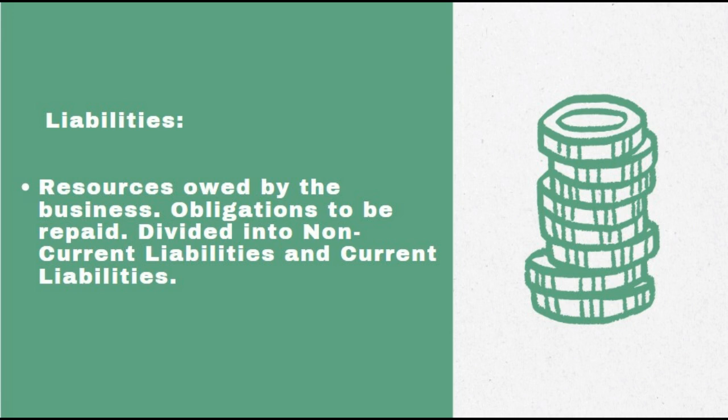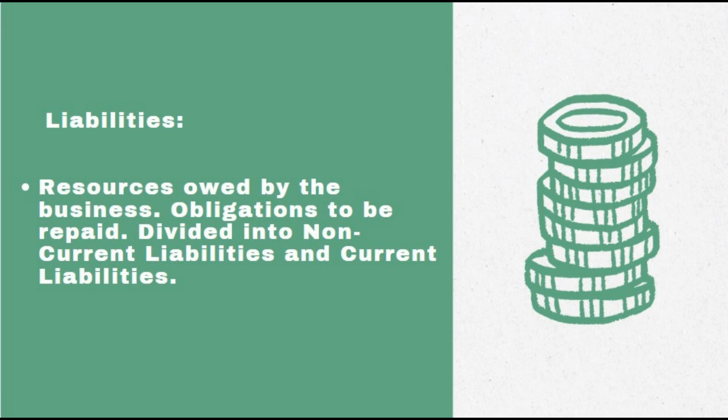So let's move on to the next pillar of accounting, that is liabilities. So what are liabilities and what does the term describe? They are the resources owed by the business. They are the obligations to be repaid. Liabilities are divided into two types, that are non-current liabilities and the current liabilities. So basically, the liabilities are the resources that are owed by the business, that is owed by us, and they have obligations to be repaid. That means the business has to pay all the liabilities back to the people who the business owes.